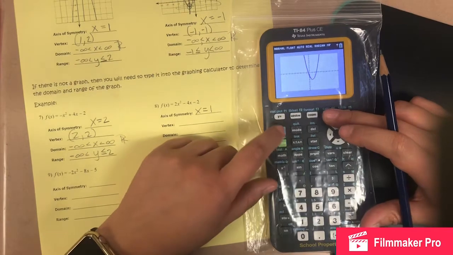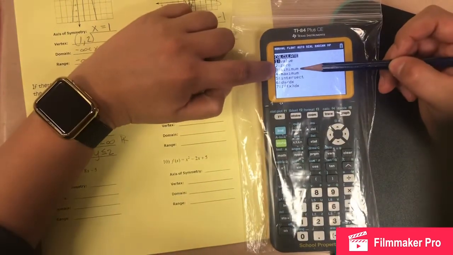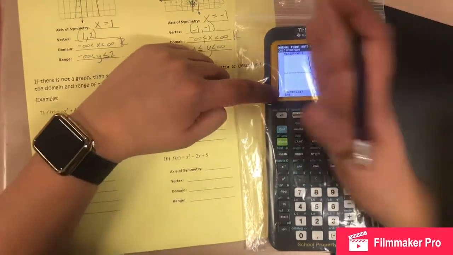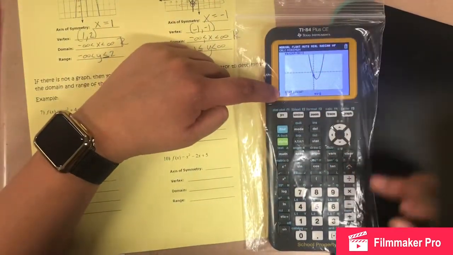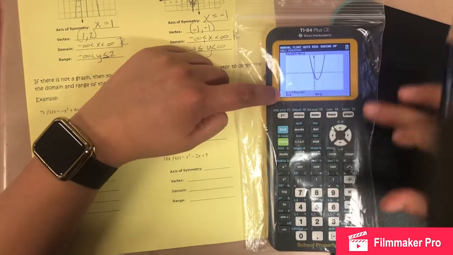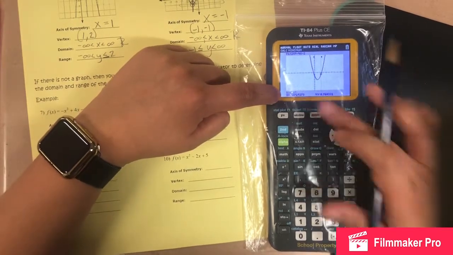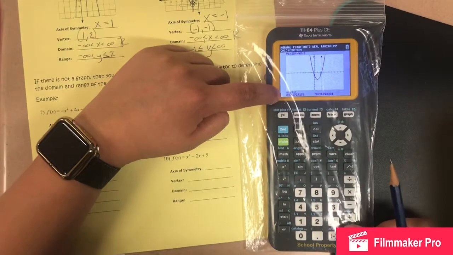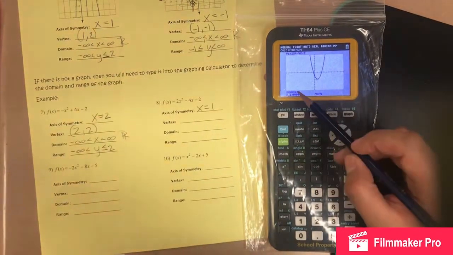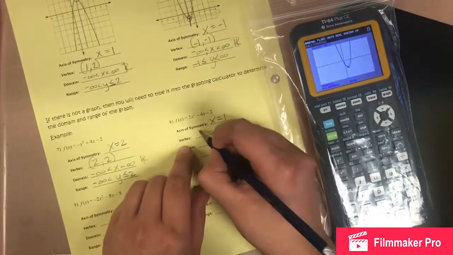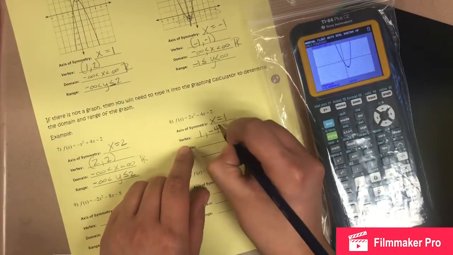So second trace, it's a minimum, not a maximum, so number 3. It says left bound, so just make sure your cursor's on the left side of that minimum. And then it says right bound. Make sure your cursor goes to the right side and hit enter. Then it says guess, so hit enter a third time. And now it says the word minimum. Again, we're just going to round. So my vertex is 1, -4.